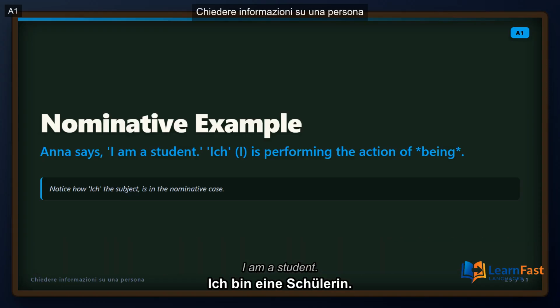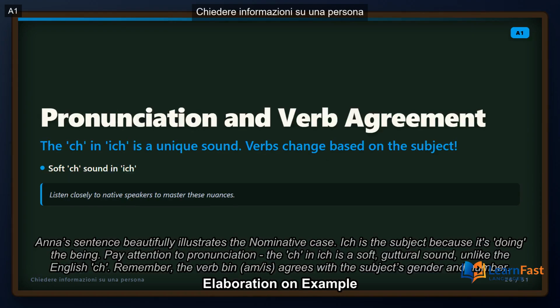Ich bin eine Schülerin. Anna's sentence beautifully illustrates the nominative case. Ich is the subject because it's doing the being. Pay attention to pronunciation. The ch in ich is a soft, guttural sound, unlike the English ch. Remember, the verb agrees with the subject's person and number.